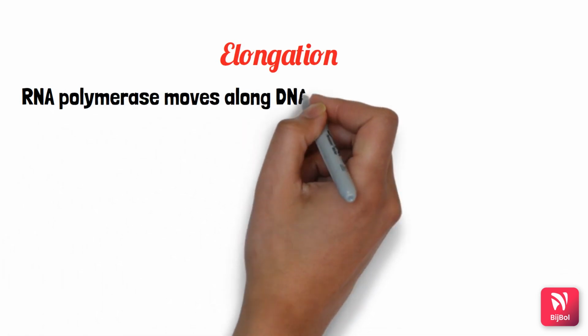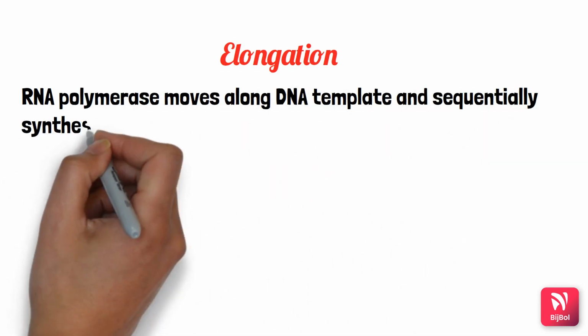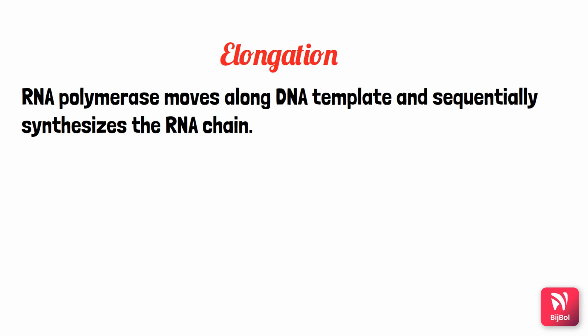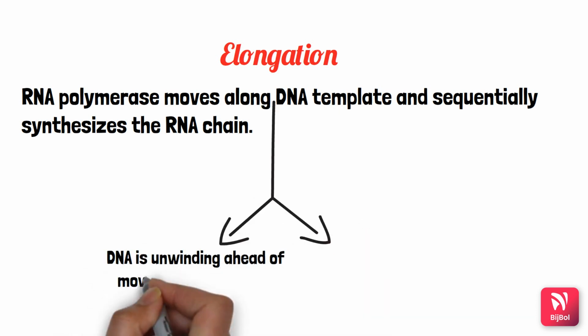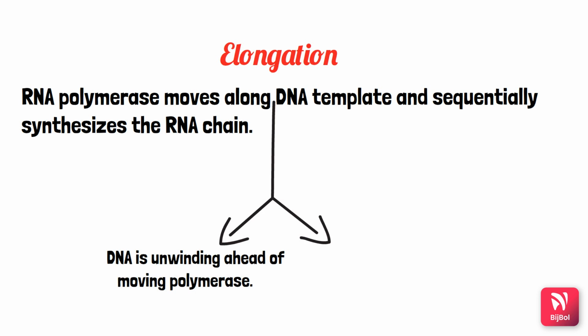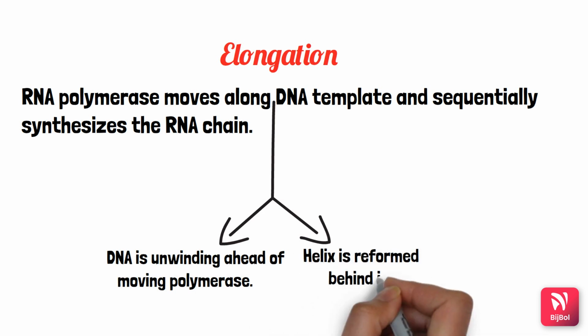Now let us discuss about the next stage, that is the elongation. In elongation, what happens is the RNA polymerase moves along the DNA template and sequentially synthesizes the RNA chain. 2 events are taking place in the elongation process. First is DNA is unwinding ahead of the moving polymerase and helix is reformed behind it.